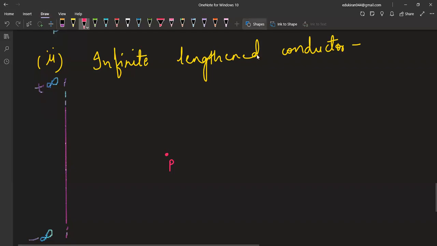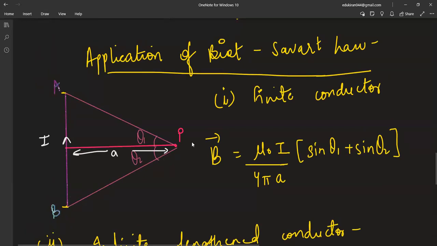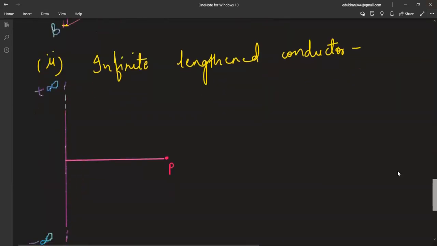I have again given you point P for calculation. Now see, when we have infinite ends, what do we do? Earlier, in the previous example, I had taken this as theta 1 and this as theta 2, because these were finite ends. We can touch these points. A point is rigid, fixed over here, and this is fixed over here. Now these ends are extending up to infinity.